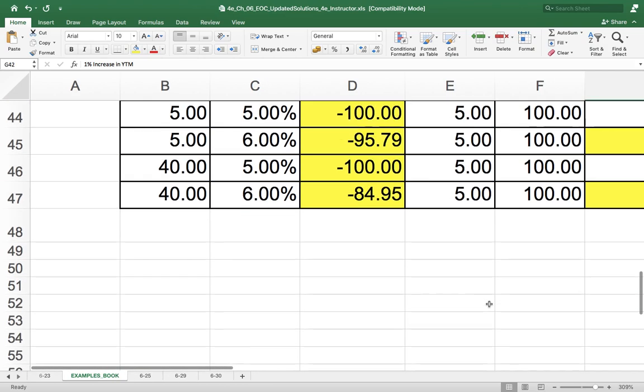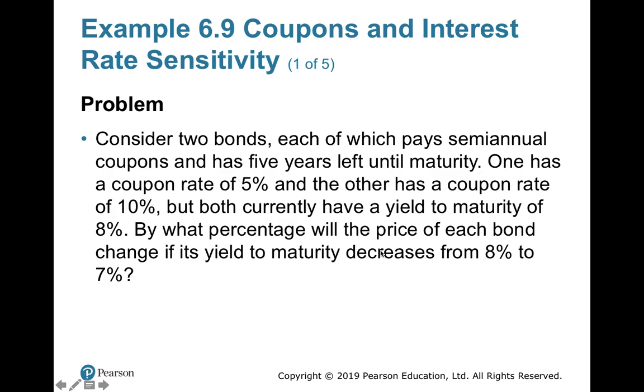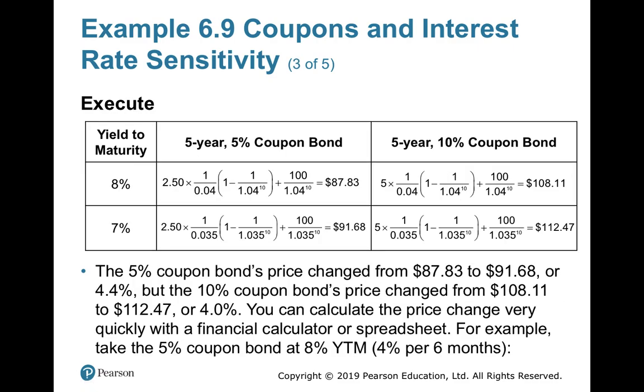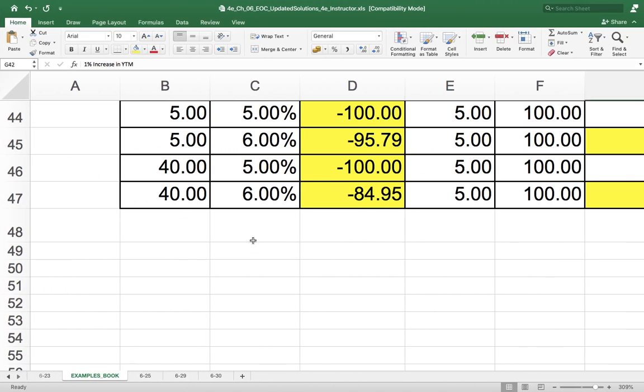I think this is not being done. Fine, no issue. We can do it together. So here is the answer. Both the bonds, bond A and bond B, are 5-year bonds. The only difference is bond A has a 5% coupon and bond B has a 10% coupon. Yield to maturity decreased from 8% to 7%, and both bonds are semi-annual bonds. What can we do?